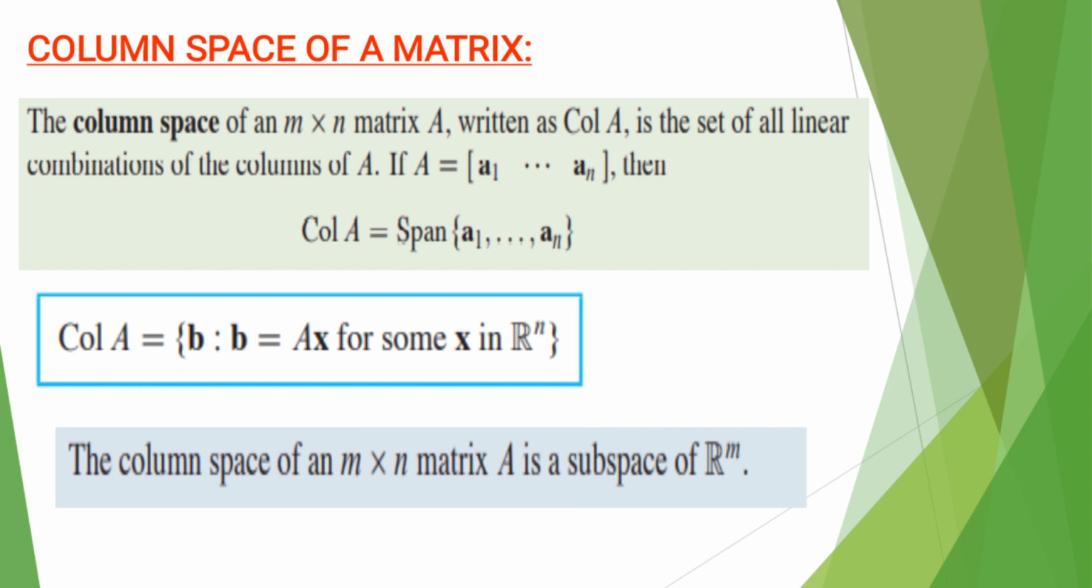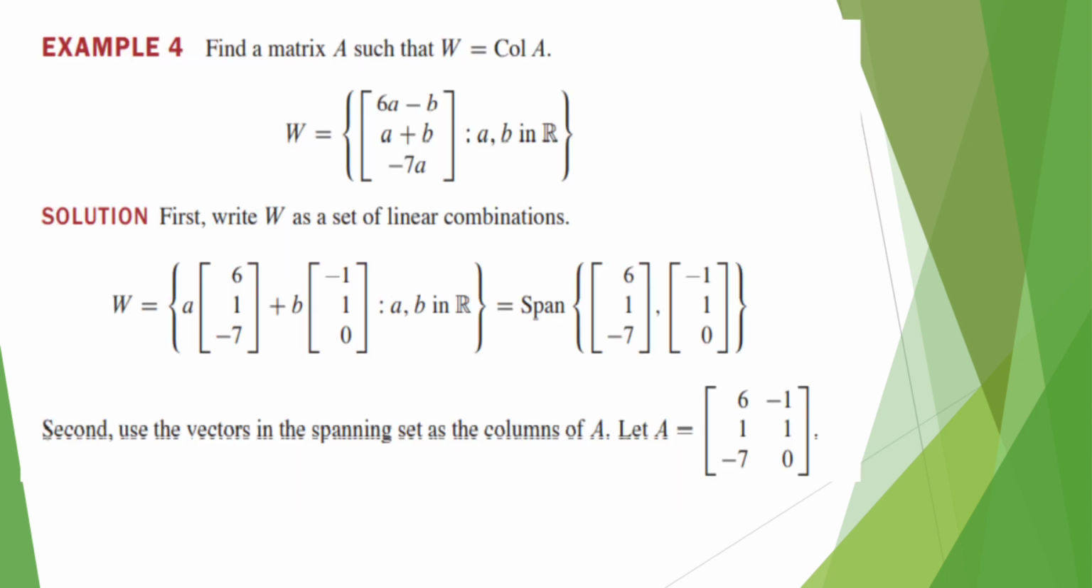Another definition: Col A is the set of B such that Ax = B for some x in R to the power n. So here the column space is a subspace of R to the power m, the number of rows, since there are m rows and n columns. The null space is a subspace of R to the power n. Column space is a subspace of rows and null space is a subspace of columns, just the opposite way.